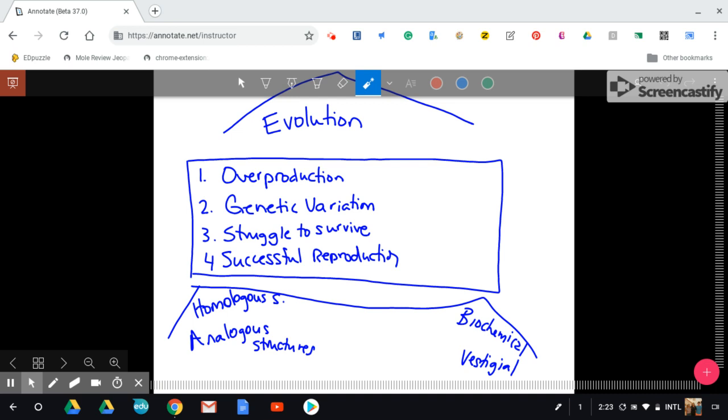The last thing that I want you to write down is that with evolution, there are a lot of things that happen. Overpopulation, genetic variation, struggle to survive, and successful reproduction. That's what leads to evolution, okay? You have an overproduction of offspring. Some of those organisms have a variation that makes them likely to survive. Those that struggle will die out. Those that survive will continue to reproduce, okay?